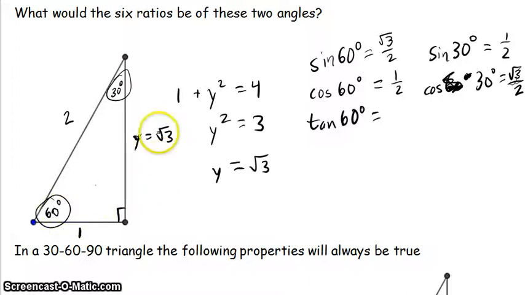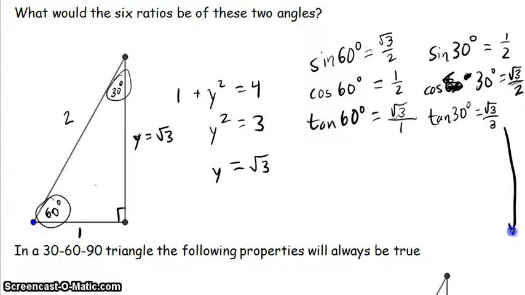Tangent of 60 is opposite over adjacent, that's the square root of 3 over 1, or just the square root of 3. The tangent of 30 is the reciprocal, 1 over the square root of 3, which I'm going to make the square root of 3 over 3. And the reason is because it's 1 over the square root of 3.